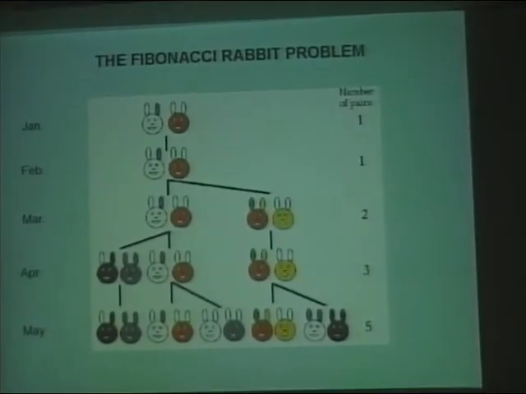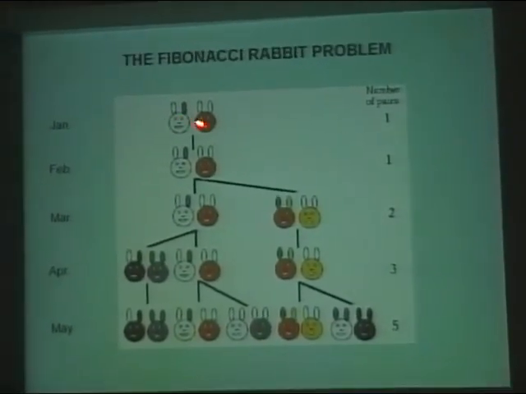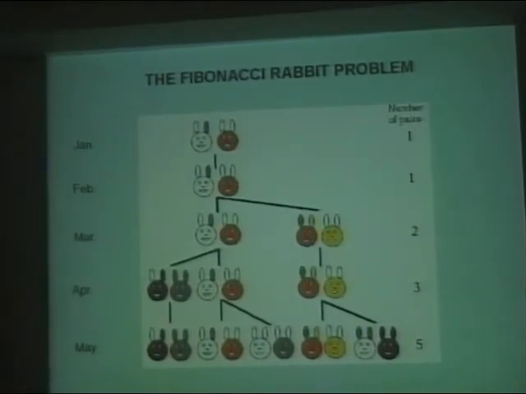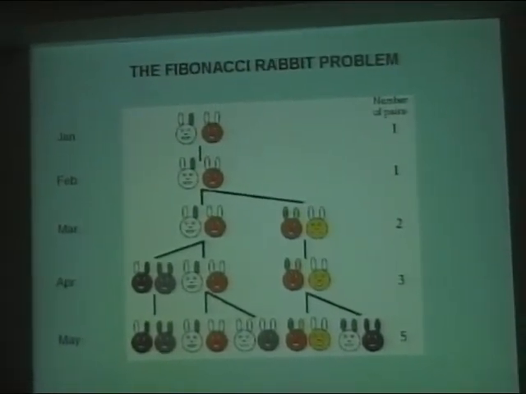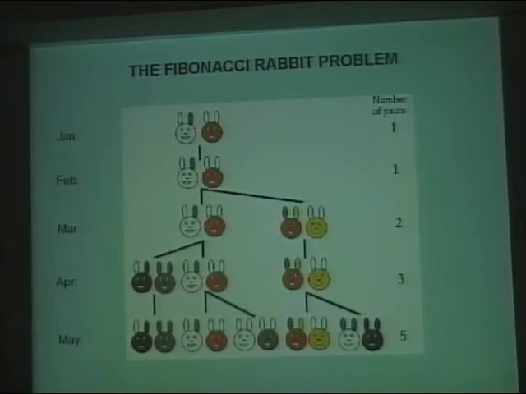Here's the Fibonacci problem illustrated. We start with a pair of rabbits in January. Now, they can't reproduce the first month because they've just been born. They can only reproduce in the second month; they don't reach sexual maturity until then. So the second month, that pair produces a new pair. So by March, we've got the original pair plus the new pair. In April, we've still got the original pair, and they have reproduced again, because they can reproduce every month.